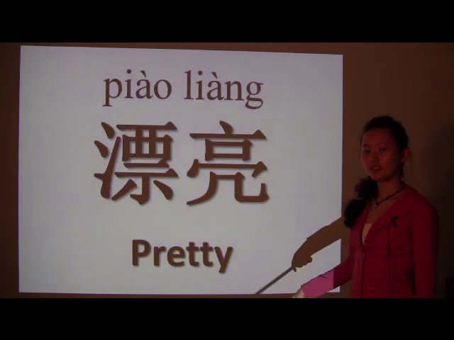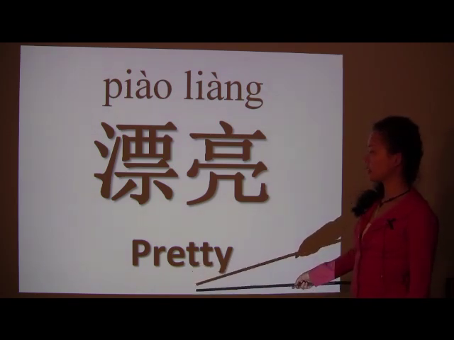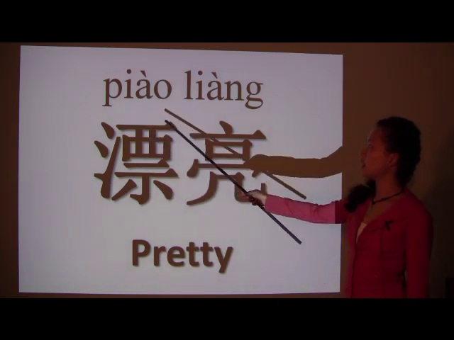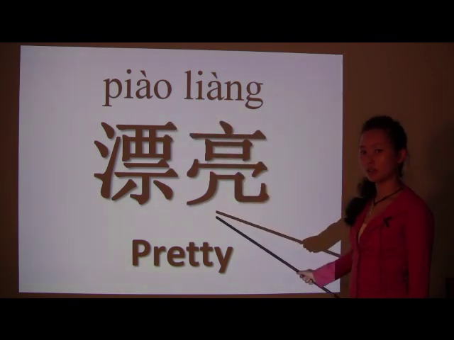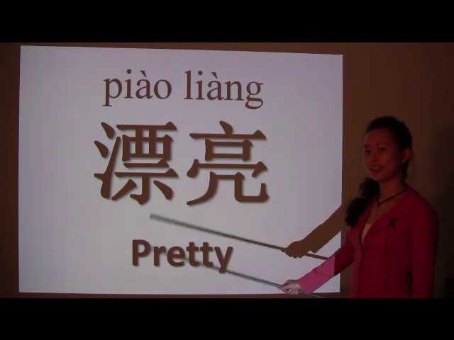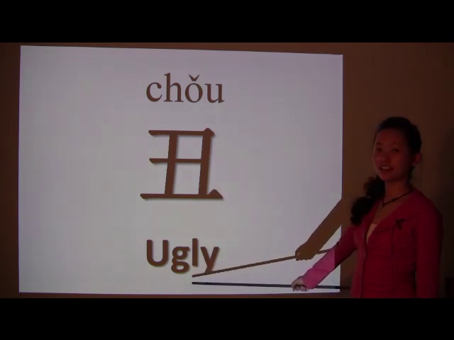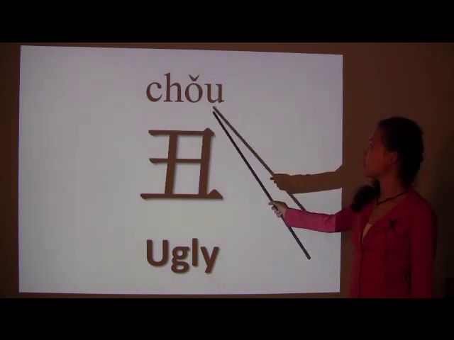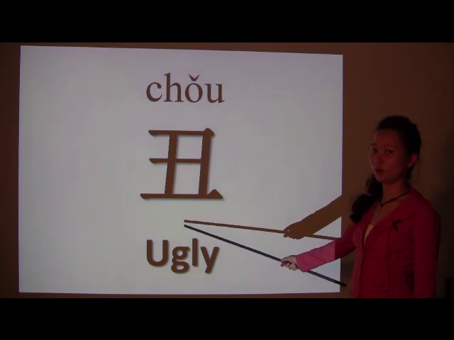And then, this person was pretty, you want to be able to tell them. So pretty in Chinese is 漂亮, 漂, 亮, 漂亮, for pretty. And then the opposite of that one is ugly, like ugly Betty. So you say 丑, for ugly, 丑.